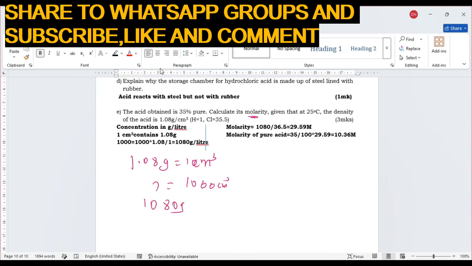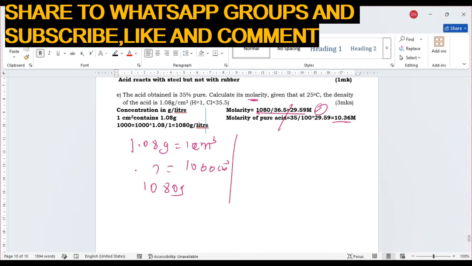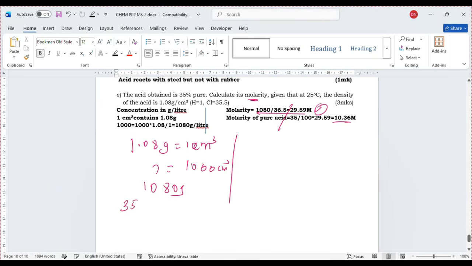After that, the purity. So you can calculate the purity. Instead of doing it this way, just get the mass of the pure acid. So pure will contain 35/100, the purity, times 1080. So that one will give us 378 grams per liter. So that is the pure.